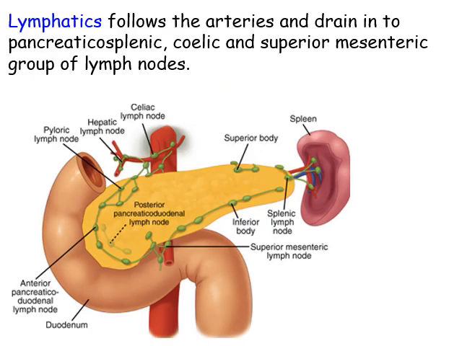So lymphatic drainage. Lymphatics always follow the arteries. So in here there are lymph nodes. So pancreaticosplenic lymph nodes. Here this is the superior mesenteric artery. Along the superior mesenteric artery, superior mesenteric lymph nodes. So these are the lymphatic drainage.